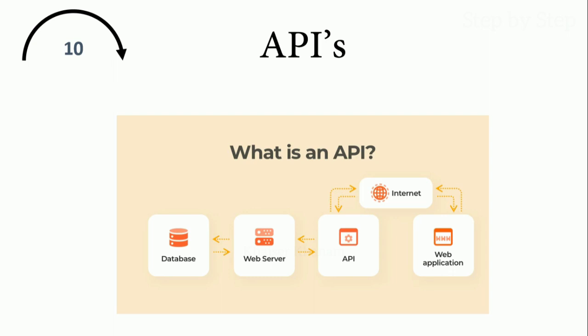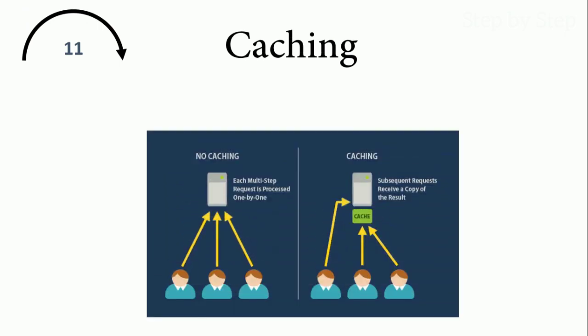So we have to use APIs and fetch data from the API, and it is very useful. API stands for application programming interface; it acts as an interface. Then we have caching. You should learn about this concept. What is caching? You should know.